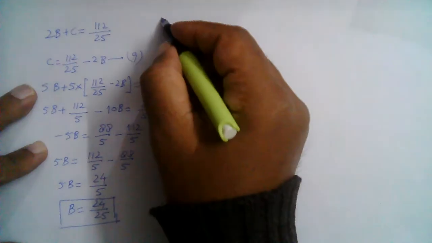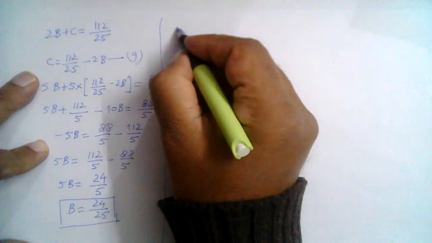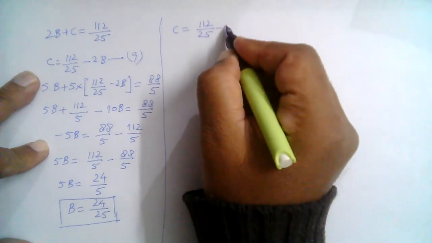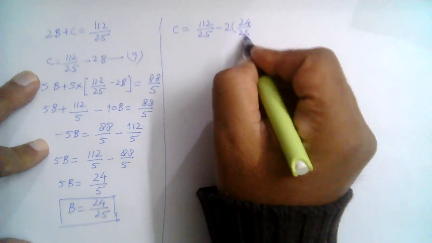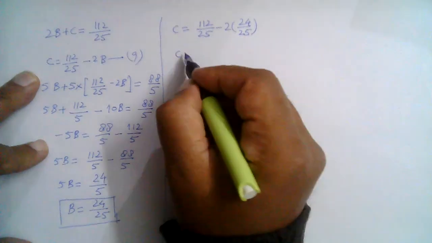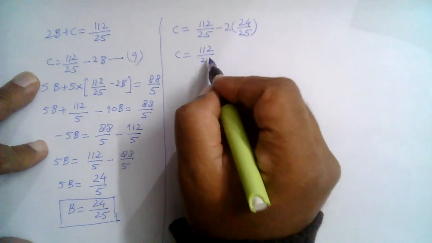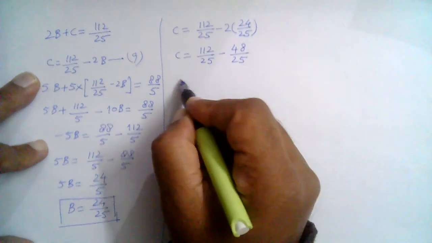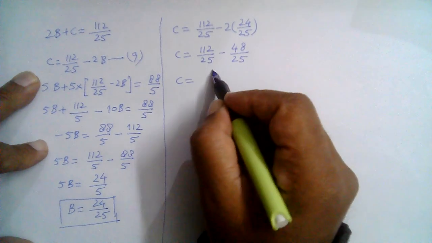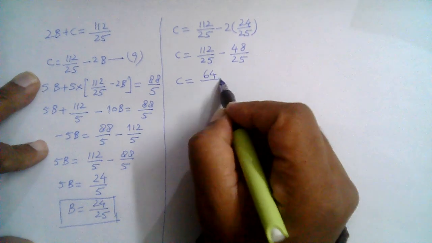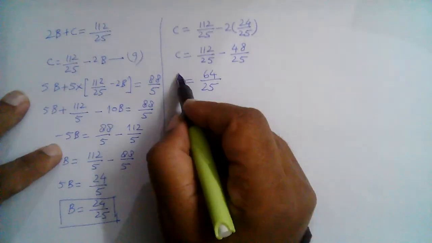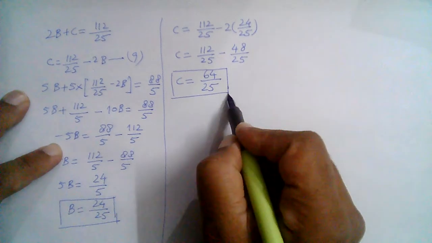And substituting this value here in 9, we get c is equal to 112 over 25 minus 2 into 24 over 25, right? So c is equal to 112 over 25 minus 48 over 25. So c is equal to 64 over 25, right? So this is the value for c that we have obtained.